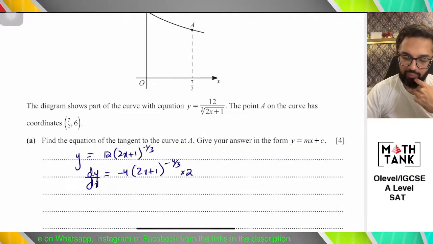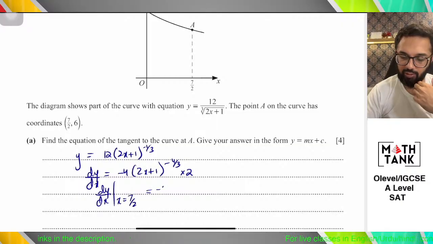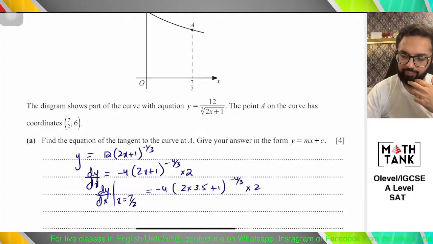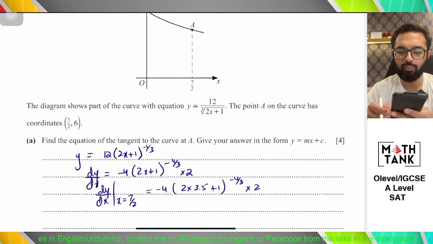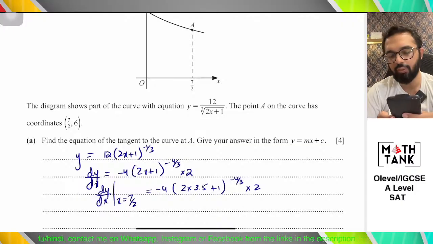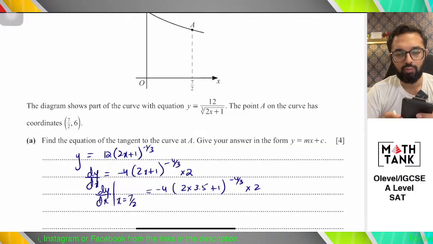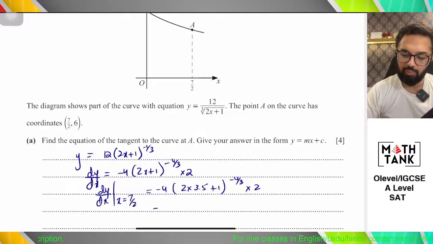I want to find the equation of the tangent. So the curve at A has the coordinates 7 over 2. I can write 7 over 2, I can also write 3.5, that's what I'm going to write. Okay, let's put this on my calculator. Minus 4 into 8 to the power minus 4 over 3 and into 2. That gives me minus half.